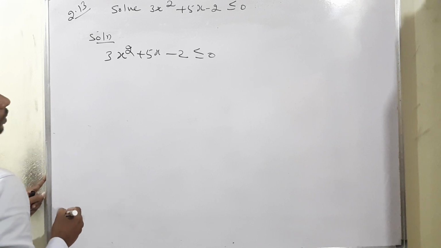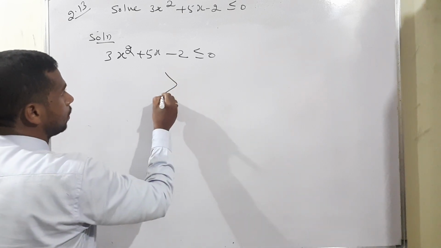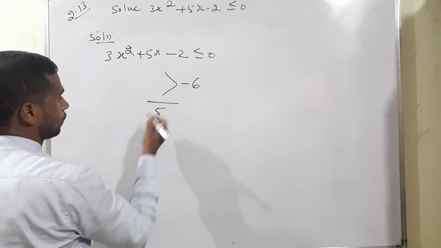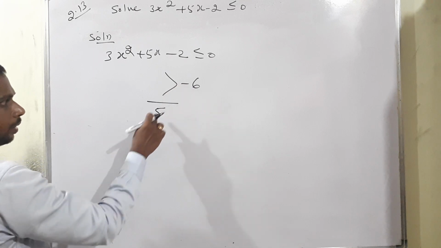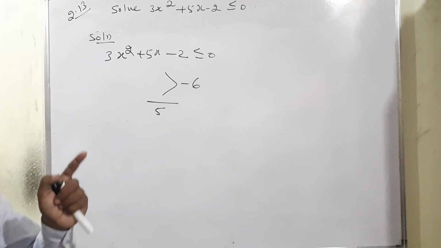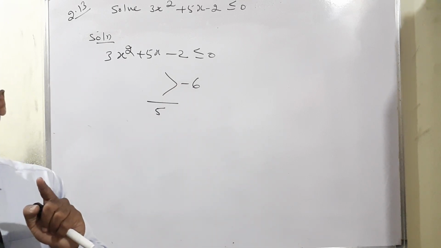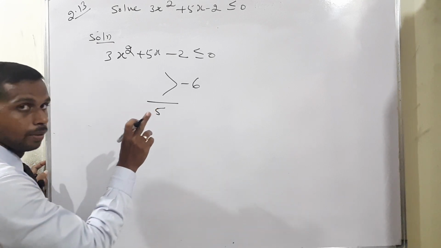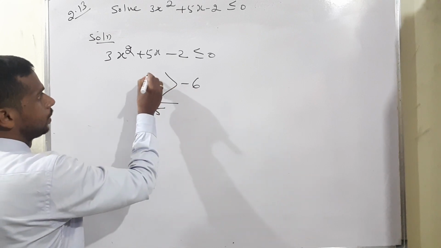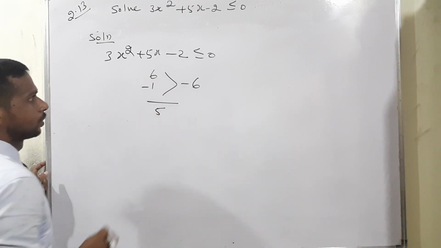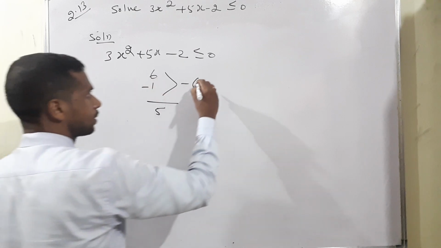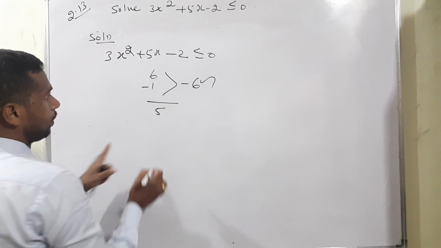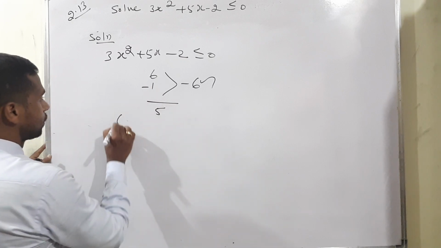Sum-product rule. Product means 3 into minus 2, minus 6. Sum means plus 5. We need numbers near to it, one negative and one positive. Already I told you, a negative product means selecting different signs, one positive and one negative. But the sum is positive, so the biggest number gets the positive sign. So 6 and 1 are possible, no? 6 and minus 1. Check it: minus 1 into 6 is minus 6, 6 minus 1 is equal to positive 5. Therefore, the numbers we have are 6 comma minus 1.